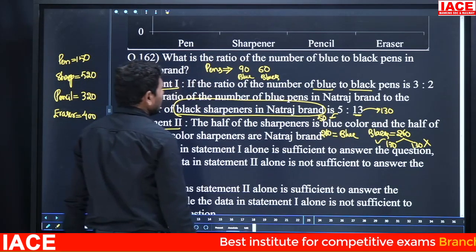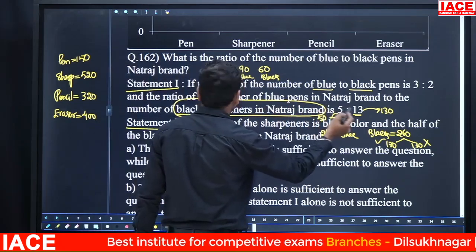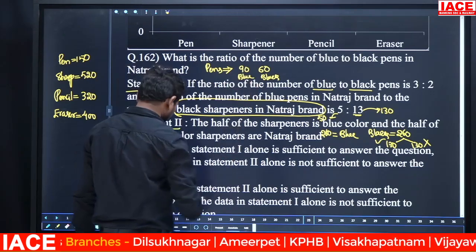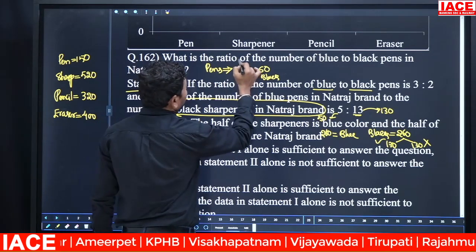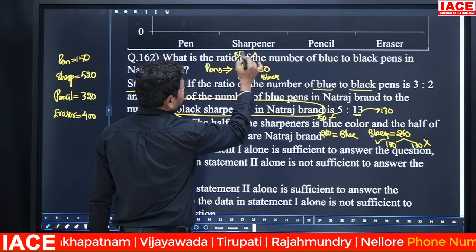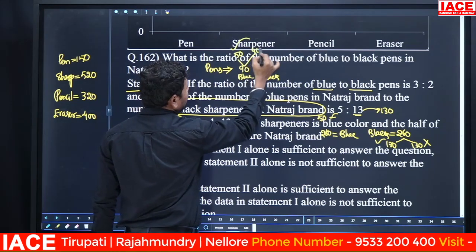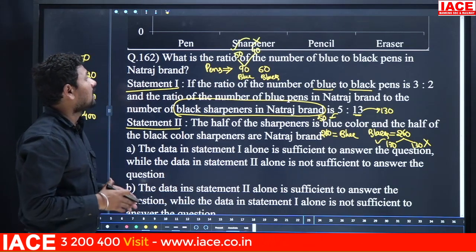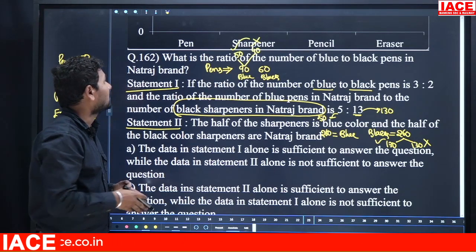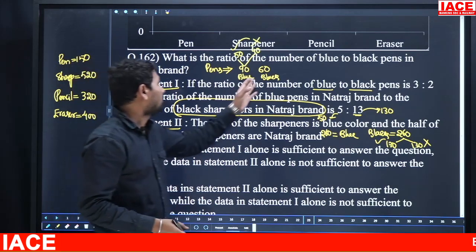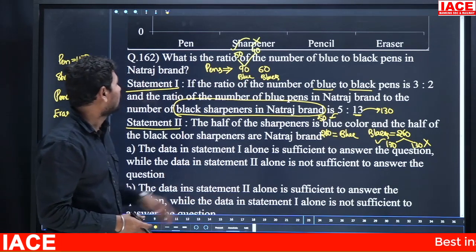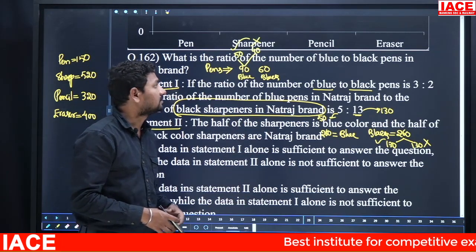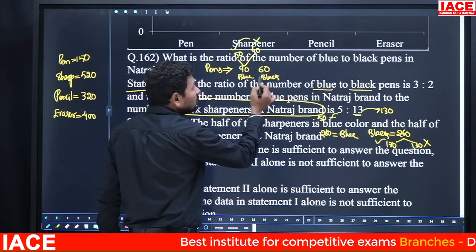Then the number of blue pens in Nataraj brand is 50. Basically blue pens are 90. In this 90, 50 belong to Nataraj brand, 40 are not Nataraj brand. The question is, what is the ratio of the number of blue to black pens in Nataraj brand? But what about the black? Is there any black value mentioned? Black value is not mentioned. Then without knowing the black value, how to calculate? We are unable to solve.